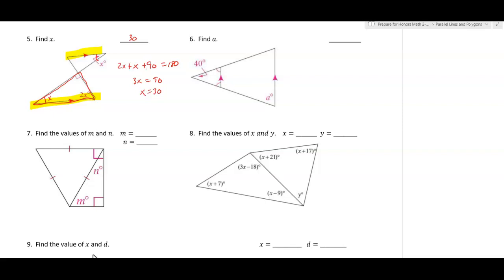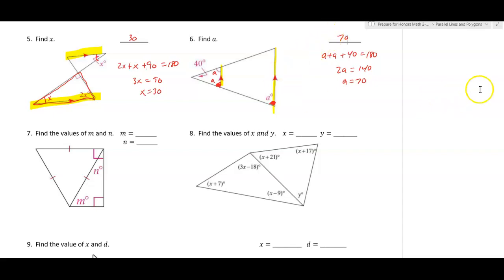Here, if I notice, these lines are parallel, right? Which tells me that this angle is congruent to this angle because they're corresponding angles. So if that's A, this is A, this is A, what do all three of those angles have to add up to? A plus 40 equals 180. 2A equals 140. A is equal to 70 degrees.